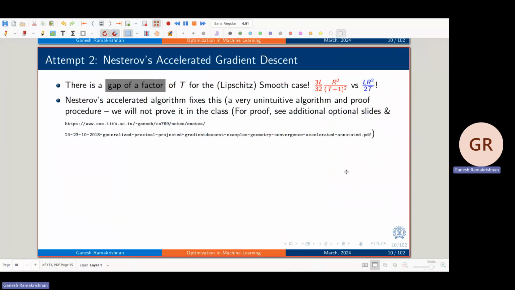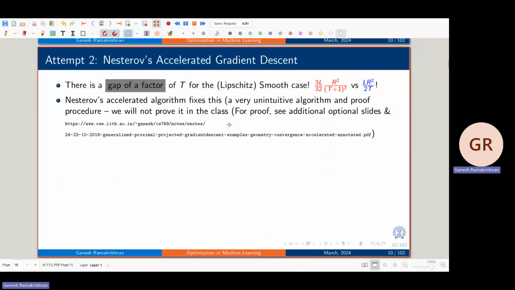So it turns out Nesterov's accelerated gradient fixes this for smooth. This is fixed for smooth and strongly convex, but Nesterov fixes this for the smooth case. Polyak does not fix the gap for the smooth case. Now does Nesterov fix it?